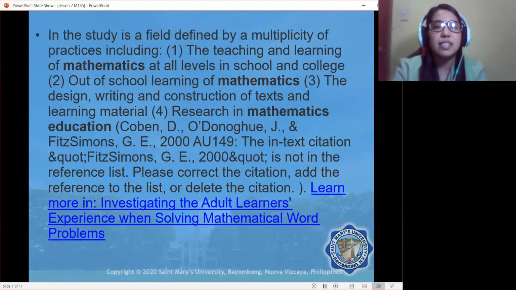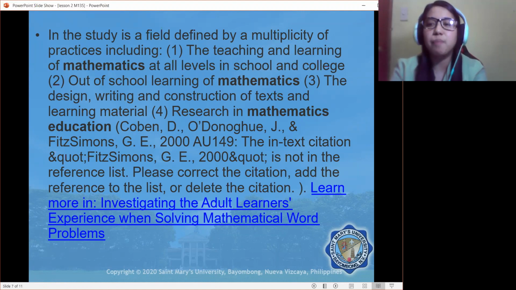Next, the study is a field defined by a multiplicity of practices, including number 1, the teaching and learning of mathematics at all levels in schools and colleges. Number 2, out-of-school learning of mathematics. Number 3, design, writing, and construction of text and learning material. Number 4, research in mathematics education.